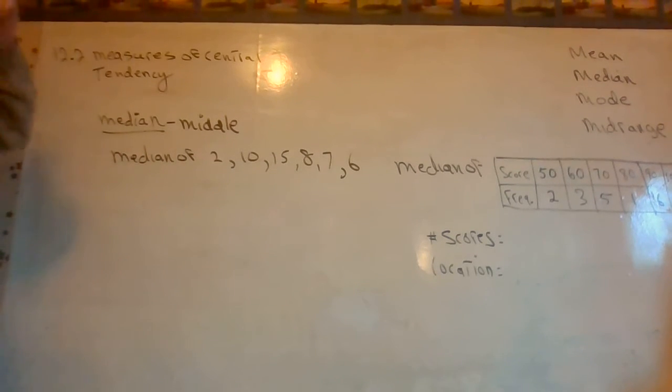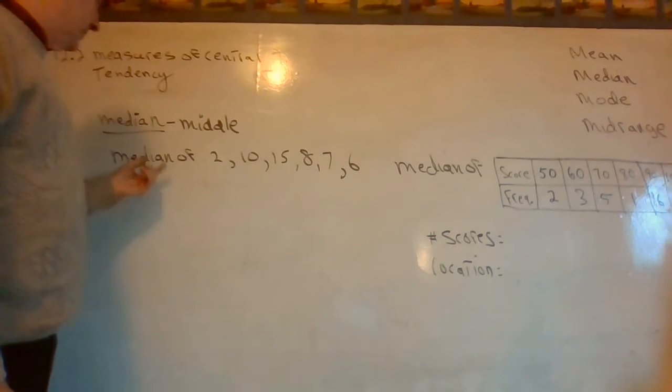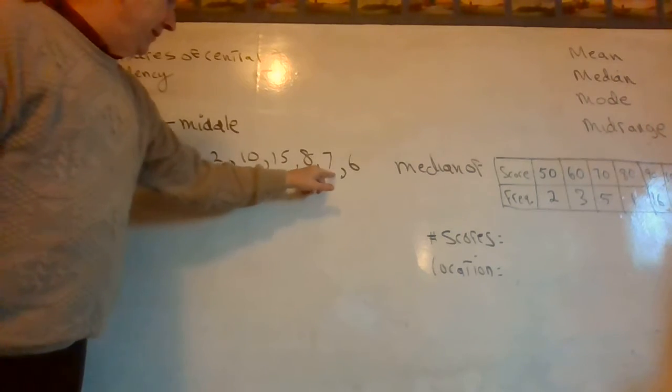12.2 measures the central tendency. We're going to talk about the median here. Median is another name for the middle score. Let's suppose we've got the median of 2, 10, 15, 8, 7, 6.